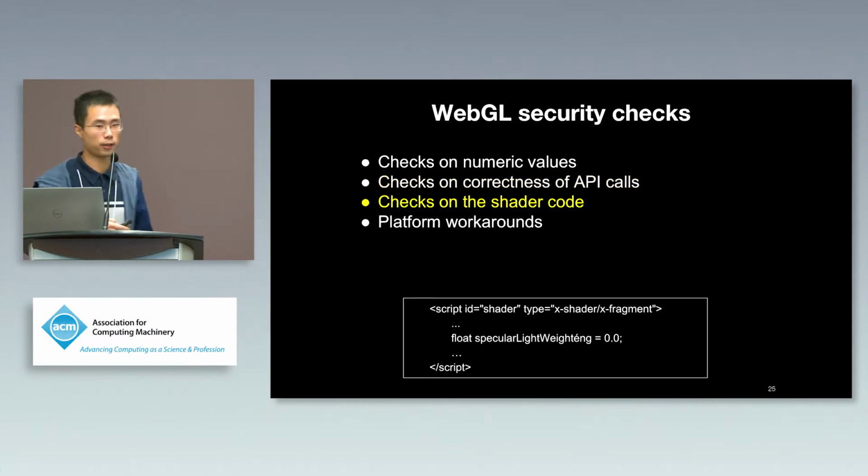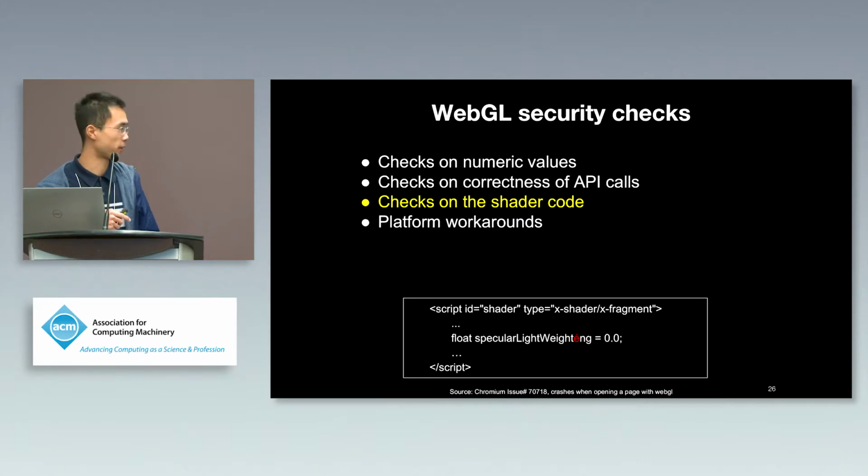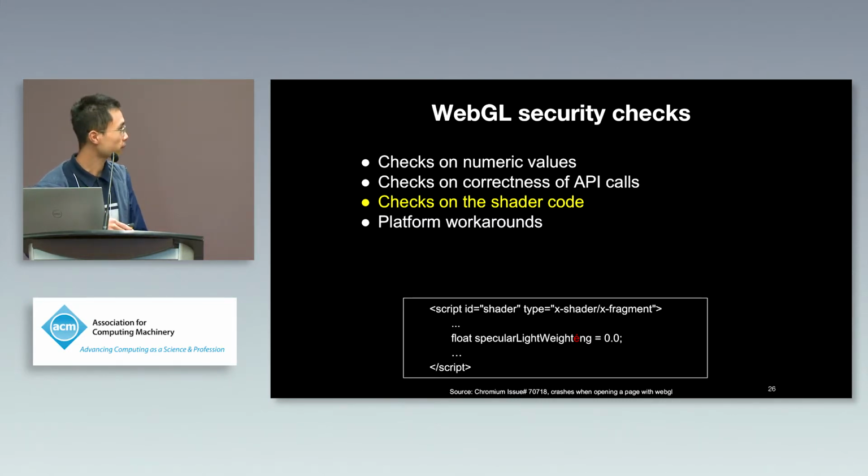They have checks on shader code. Basically, shader code is the code that is compiled and run on GPU hardware. Maybe you can spot, can you figure out what's wrong with this shader code? Yeah, it's actually the E, right? It's a non-ASCII character. There is actually a real bug report in Chromium. This shader code will crash the browser. So they have checks on the shader code.